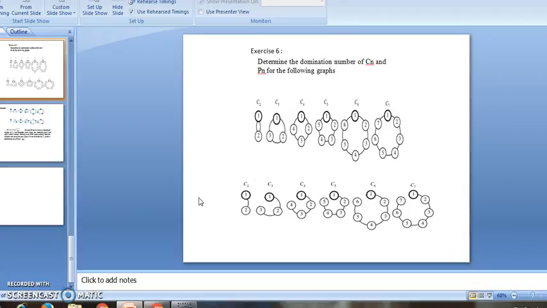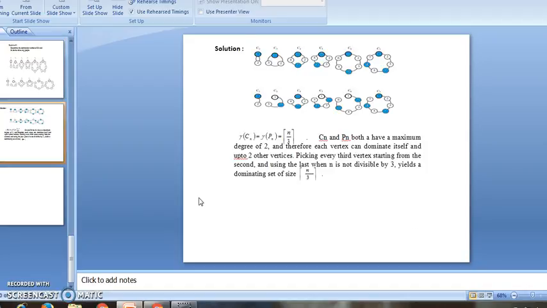Now suppose you are asked to determine the domination number of Cn and Pn for the following graphs. Cn is the cycle on n vertices and Pn is the path on n vertices. Then we have graphs like this. We find that the colored vertices denote the minimal dominating set. Gamma of Cn is equal to gamma of Pn, equal to ceil of n by 3.